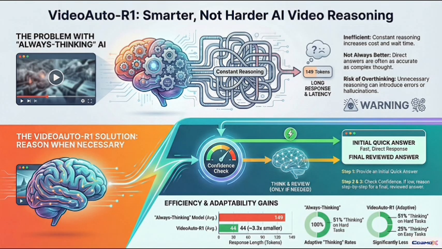So what does this all really mean for the field? I mean, it means VideoAuto-R1 is getting state-of-the-art accuracy, but with this dramatic improvement in efficiency. They've kind of cracked the trade-off between being smart and being fast. It feels like a new standard, really. Balancing performance and cost by only using that complex, expensive reasoning when it's absolutely necessary. Exactly. When its own initial perception is telling it, I'm not so sure about this one.